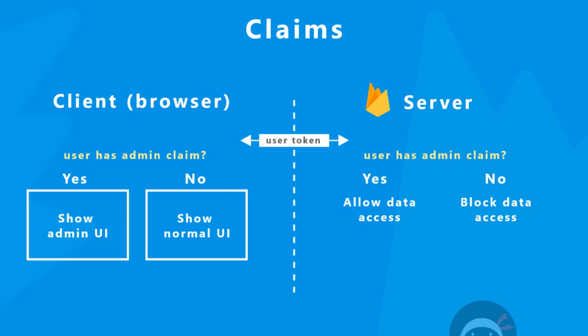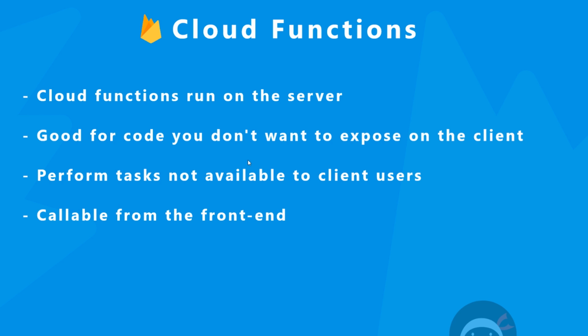Now, when we're setting claims on a user, for example, making someone an admin, we don't want to do that from the front end. That is not going to be secure. We should set user claims on the server so that they cannot be manipulated. And for that reason, we're going to be using Cloud Functions. Now, Cloud Functions are a totally separate service provided by Google Firebase, and they're really cool. What they allow us to do is run functions on the server. And it's good for when we have code that we don't want to expose to the client in the browser and perform tasks that are not available to client users.